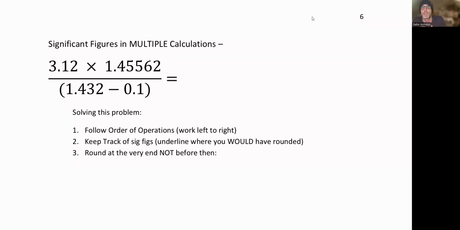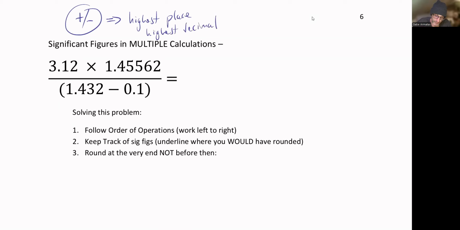Okay, so now we're going to take a look at significant figures in multiple calculations. With our rules set aside, we know that for addition and subtraction, we are always going to go to the lowest decimal place, or really, typically what we're going to say is the highest decimal. And for multiplying and dividing, we are going to be looking at the number of significant figures. Now that we know those rules, we're going to talk about how to do multiple calculations.